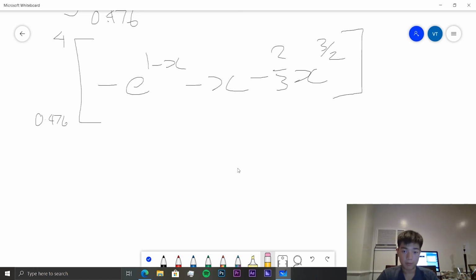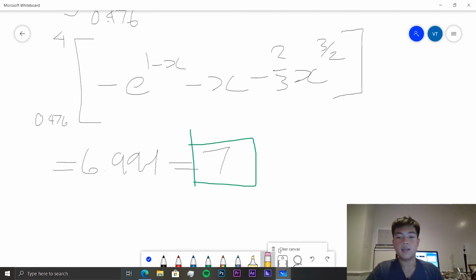Minus 4 minus 16 over 3 plus e to the 1 minus 0.476 plus 0.476 plus 2/3 times 0.476 to the power of 3 over 2. So I get an answer of 6.999, which is around equal to 7. So that is the answer. And then on to the final question.